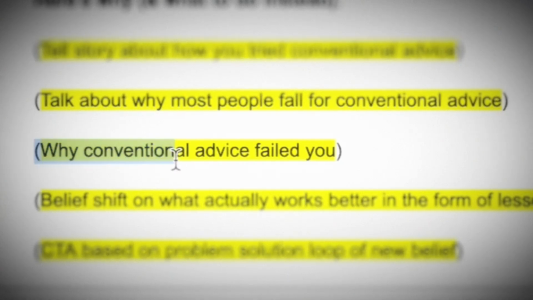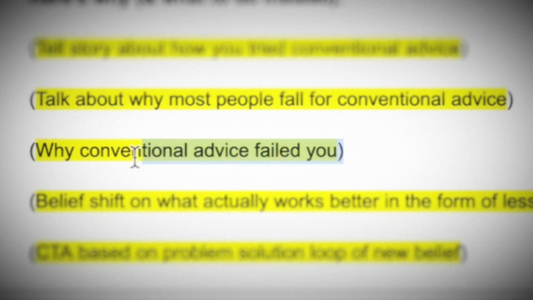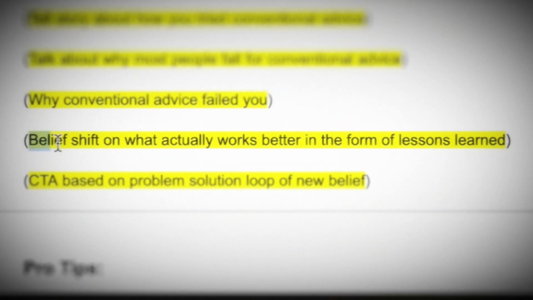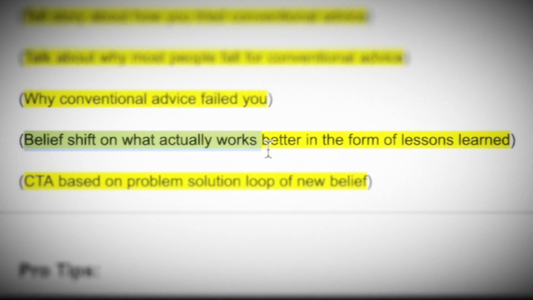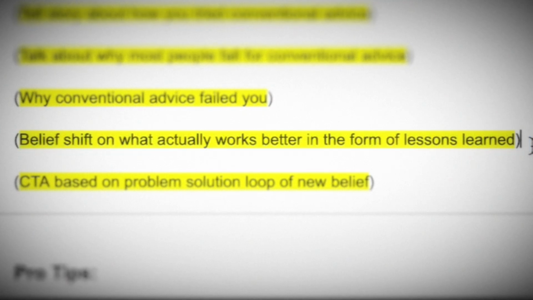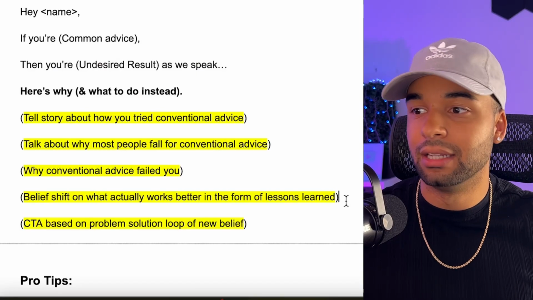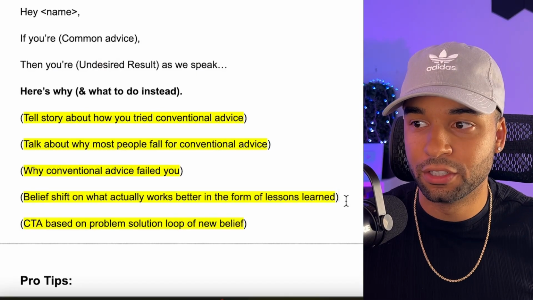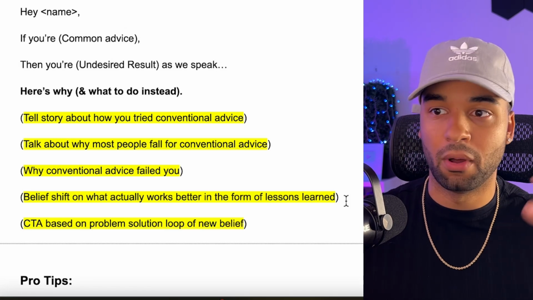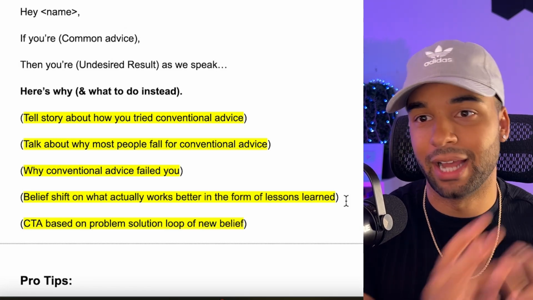Then why the conventional advice failed you, or failed whoever the character is in the story. Then you want to belief shift on what actually works better in the form of a lesson learned, right? So this is when I learned, instead of fasting, it's much better to small snack, right? I use the small snack strategy.